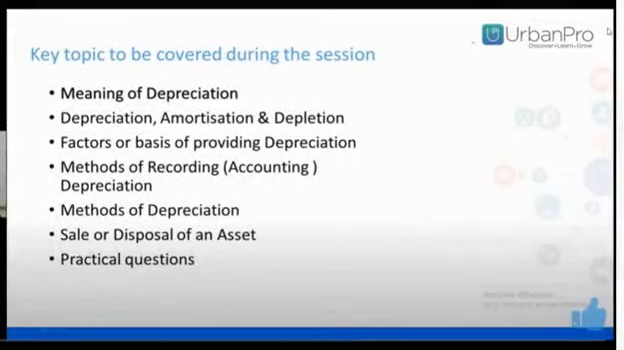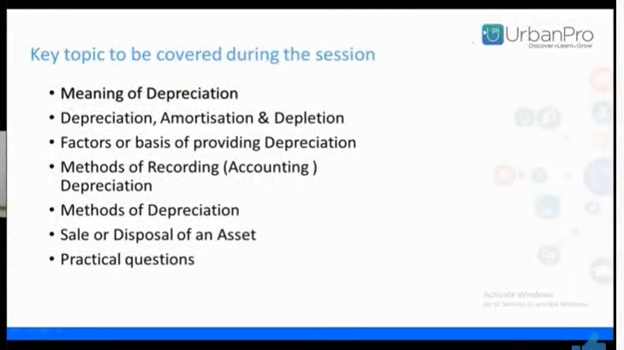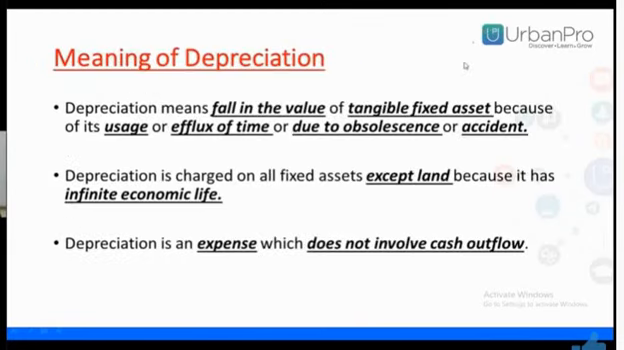Okay, so I hope this will help you. So let's start with the meaning of depreciation. First of all, we'll understand what exactly depreciation is.